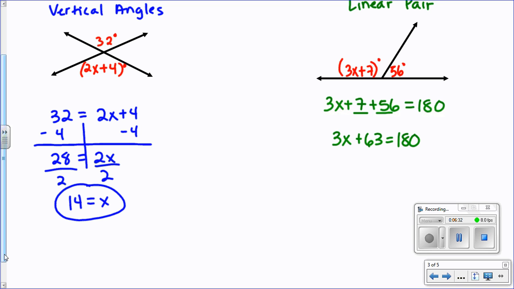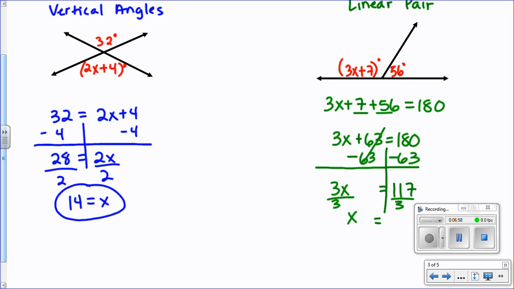Now I can solve. So subtract 63 from both sides. So 180 minus 63 would be 117. Divide by 3. And we get 39. Okay?